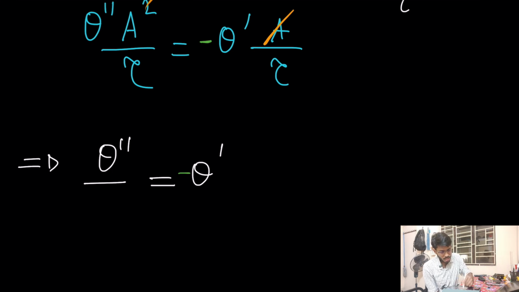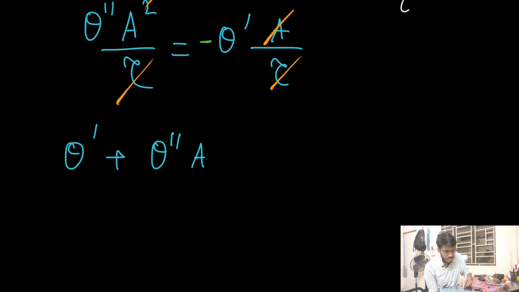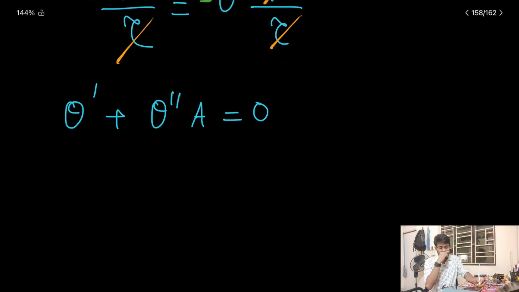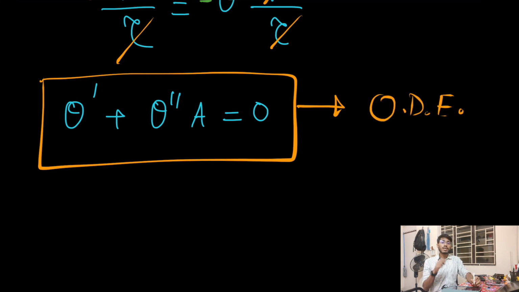So then I will have what? These things will cancel out, and I will have theta dash plus theta double dash a is equal to 0. You see, a is just a constant. That means this is an ODE. Okay, this is a very interesting thing. We have converted a PDE into an ODE. So this is the main feature of a similarity transformation.